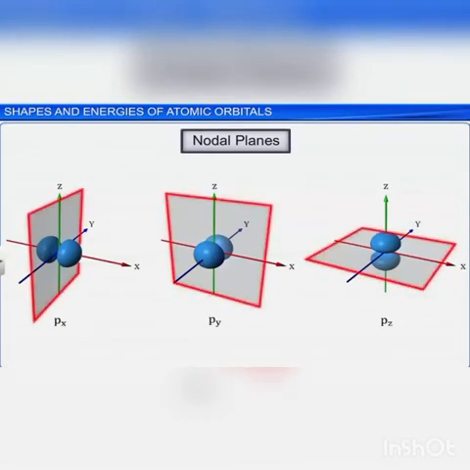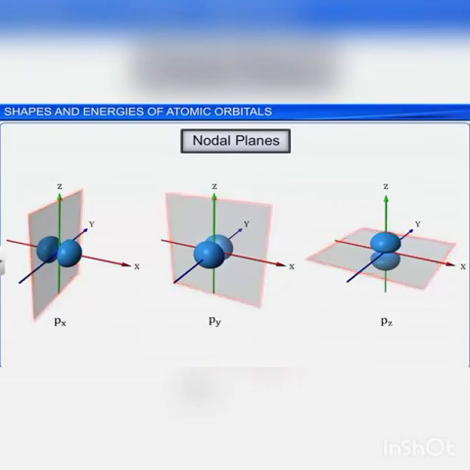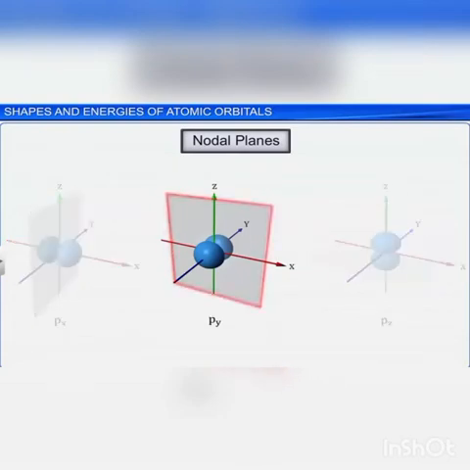For example, the nodal plane for py orbital lies along the xz plane. A nodal plane is also called an angular node, and the number of angular nodes for a p orbital is equal to the value of azimuthal quantum number l.